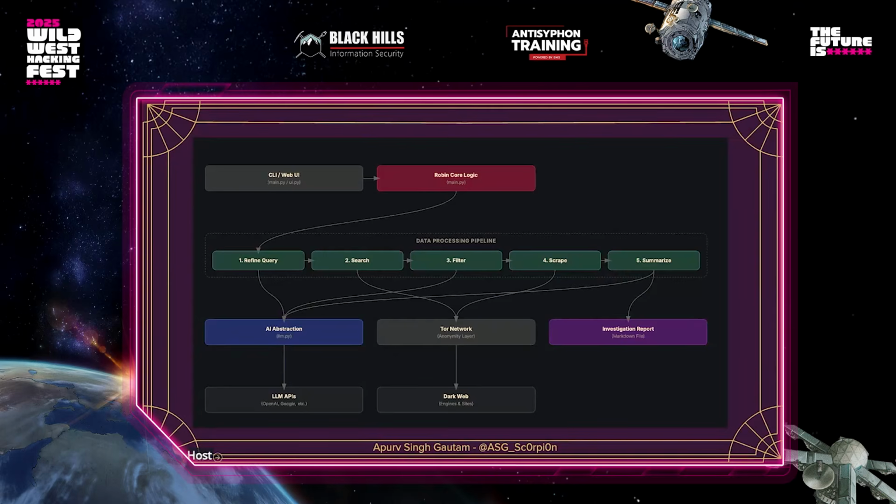Then the second step is search. For search, I am using 15 dark web search engines. There are a lot more, but a lot of them are down. These dark web search engines are similar to Google, but in result they give you .onion sites. For now it is 15, and my plan is to include more as soon as they come up.